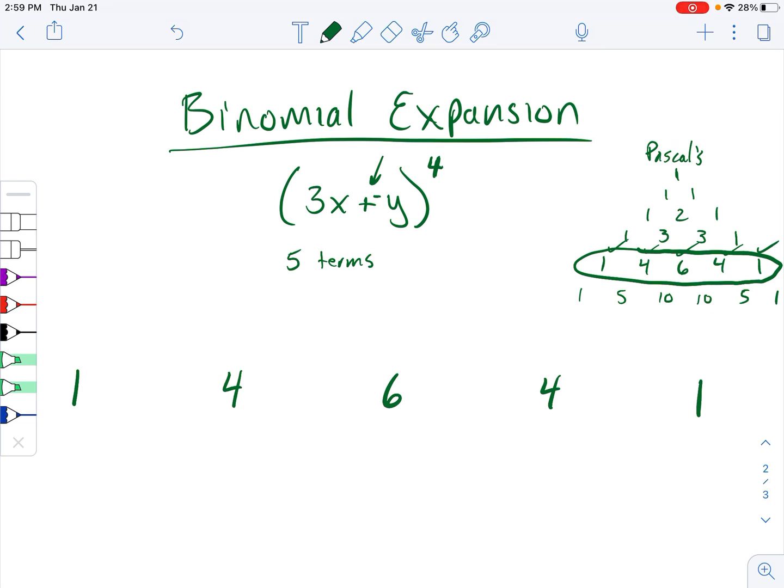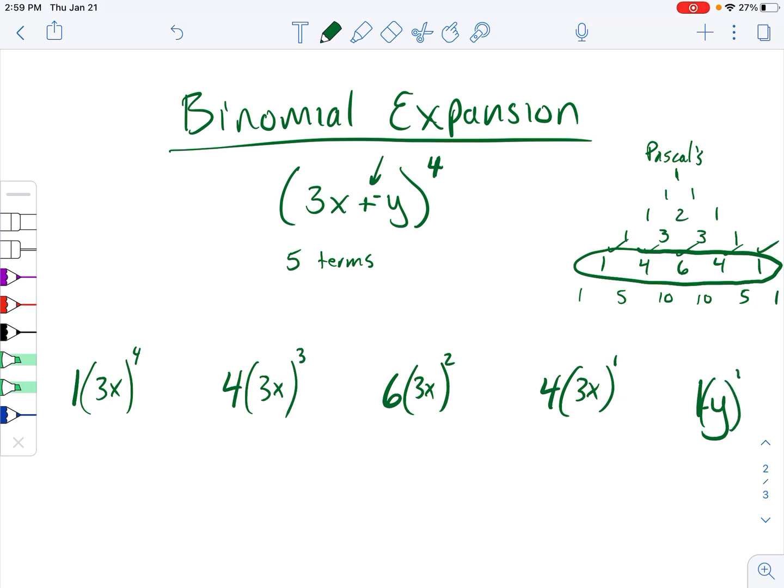So I need to recognize that my first term is going to be 3x to the fourth power. My second term will be 3x to the third power. And notice, as you observed in your patterns previously, it will go in decreasing degree. On my last term on the right, I will have negative y to the fourth power. I will have negative y to the third power, negative y squared, negative y to the first power, and then just no negative y because it's negative y to the 0 power. So I'm going to put in all the addition signs for now.